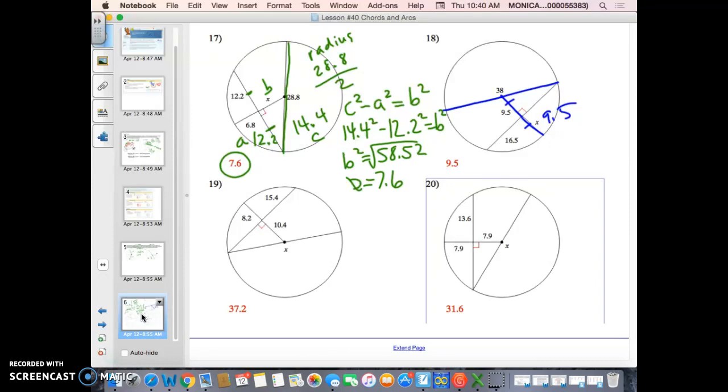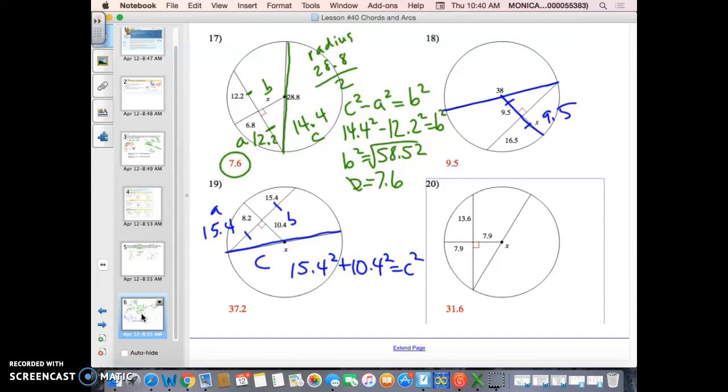Okay, number 19 is very similar to number 17, but I want to know the whole diameter. This whole piece right here. So this diameter is cutting this chord. So this is 15.4, so this is 15.4 as well. Okay, so now I know that I can find c squared. So this is c here. This is b. This is a. It doesn't matter. So I'm going to do 15.4 squared plus 10.4 squared.